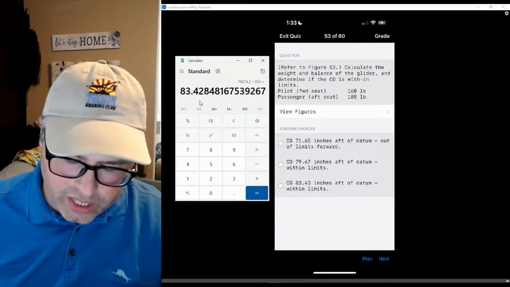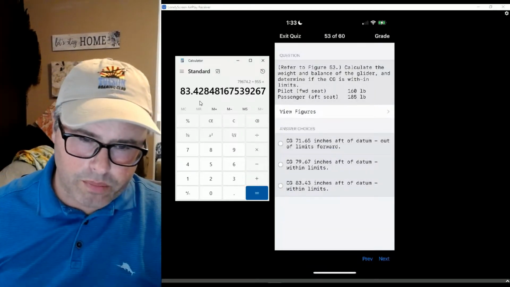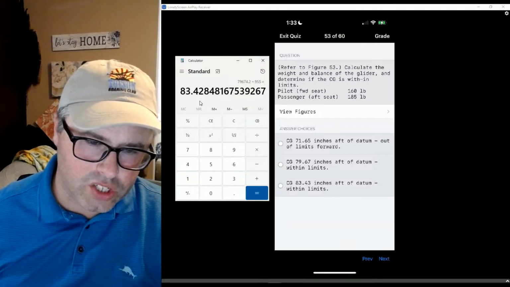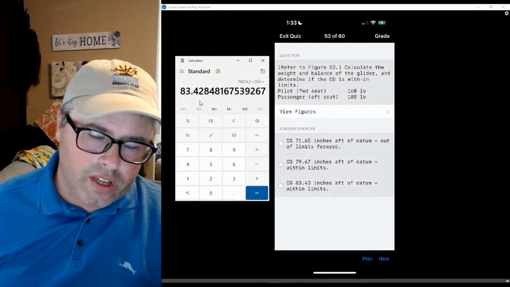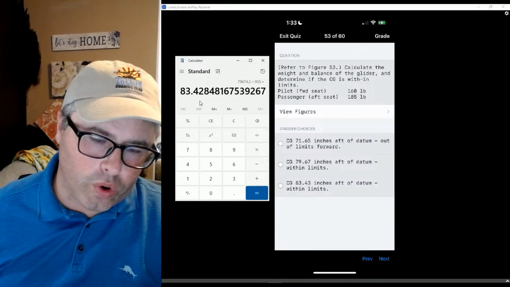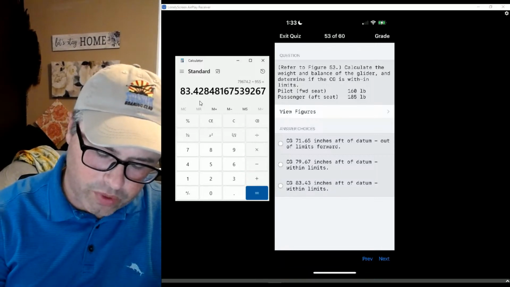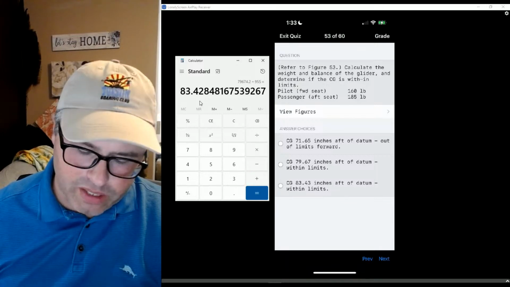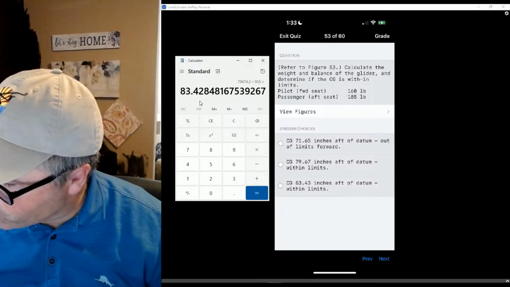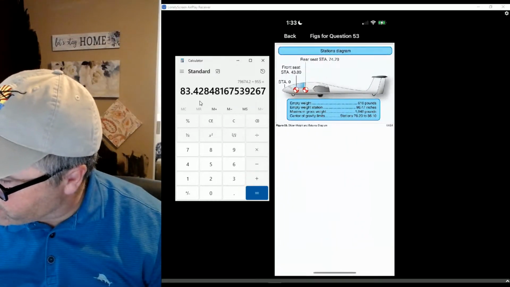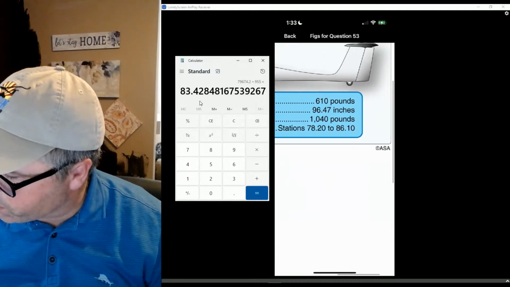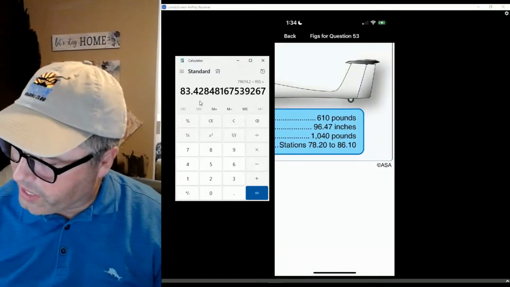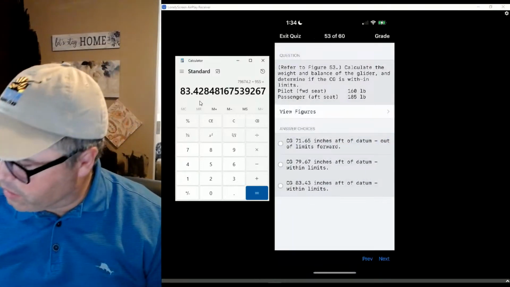Answer CG, 71.46. Nope, that's not what we got. CG 79. Nope. 83.43. That's exactly what we just got. We got the new CG, and after the datum and within limits, we got 955 pounds was the weight. And it says the maximum gross weight on our little fake Grob 103 is 1,040 pounds. So we're definitely within the limits.